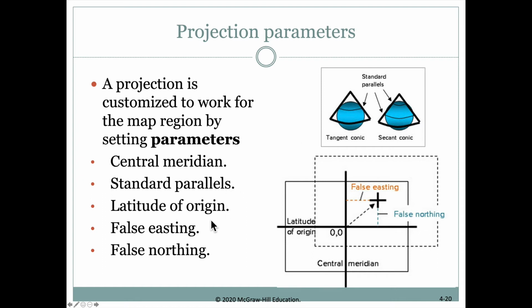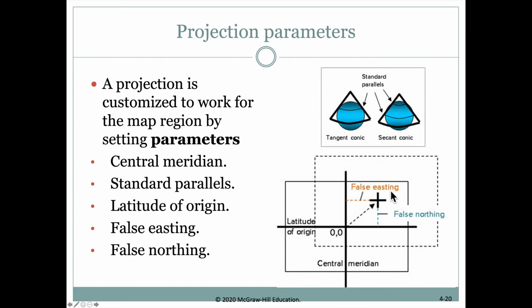We'll talk about central meridians in a minute, and the latitude of origin, but two other things we might notice here are this false easting and false northing. In every map projection, we would have a point that is 0, 0, and from there, sometimes we just offset the data to the north or to the east.